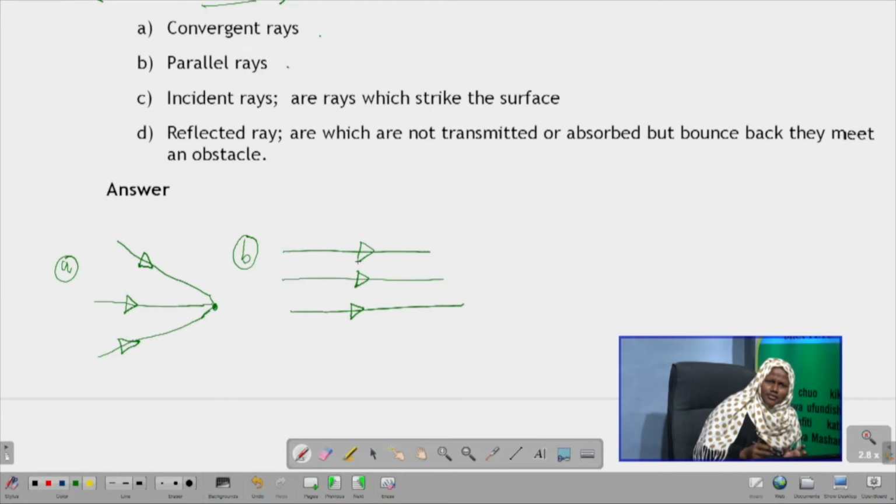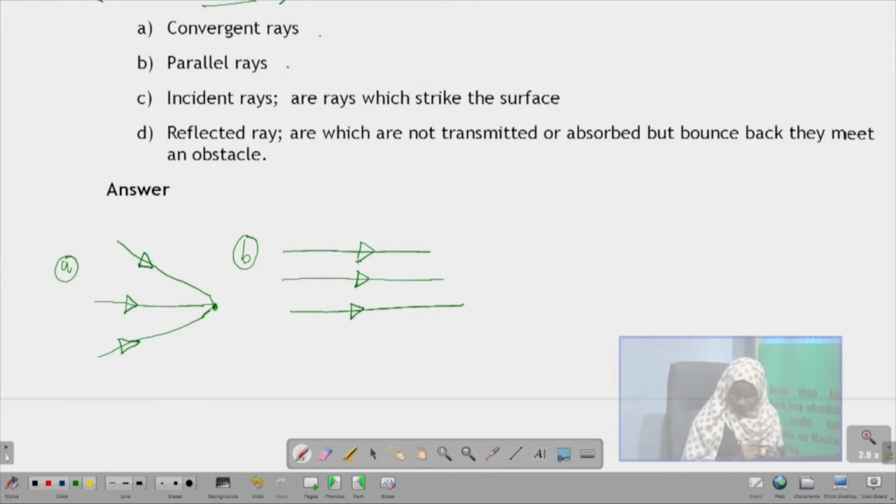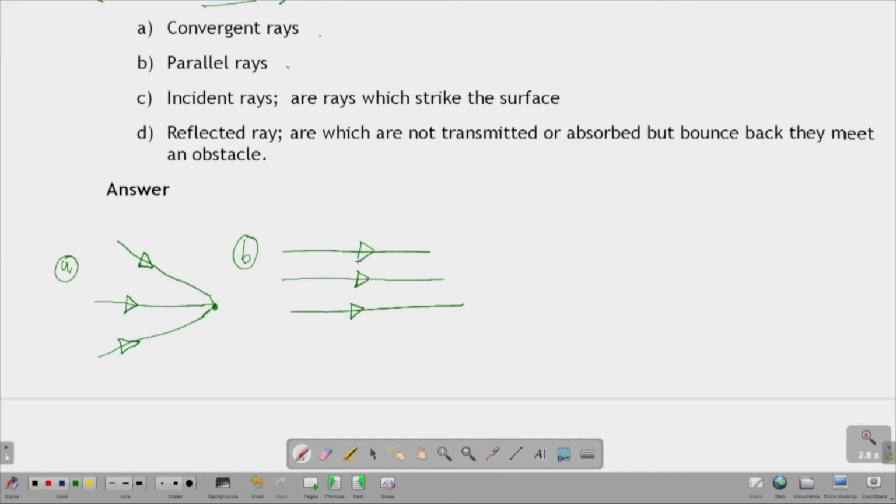And then we have to draw incident rays. To be incident on something means to strike on something. So incident rays are rays which strike the surface. Those are what we call the incident rays. So if we have our surface over here, this is the drawing of C. We have to draw rays that are incident, so it means they are striking our surface. These are called incident rays.